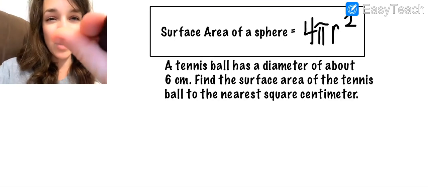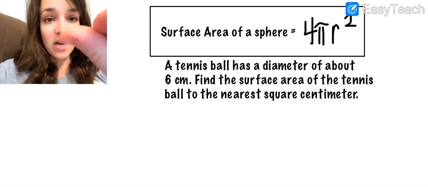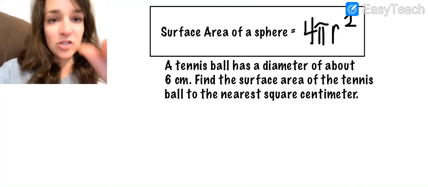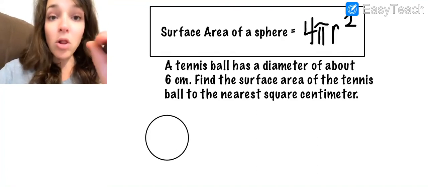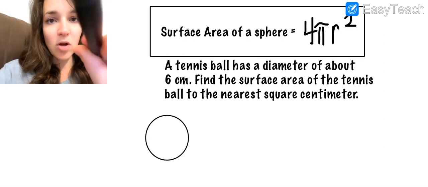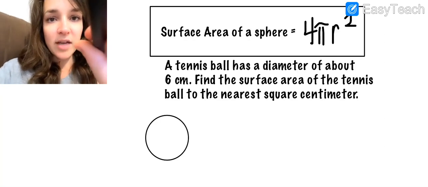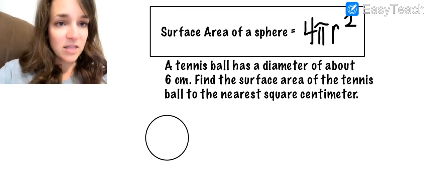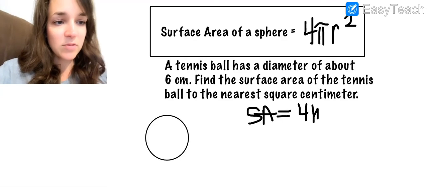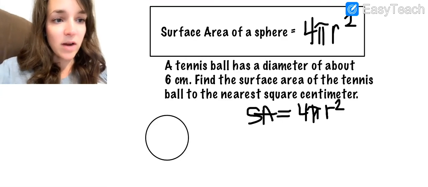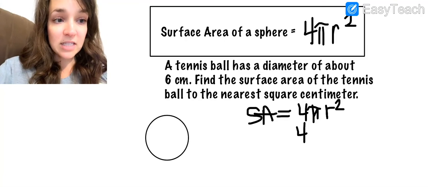So also real quick, let's just review. A sphere is actually just a 3-dimensional circular figure, like a ball, okay? And that's what it's talking about here, a tennis ball. All right, so to find the surface area of a tennis ball, we would just take this formula, which I gave you up at the top, surface area equals 4 times pi times r squared. So the 4 is not going to change. That's going to stay a 4.